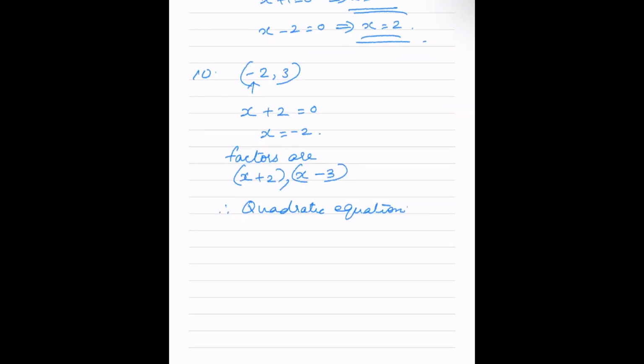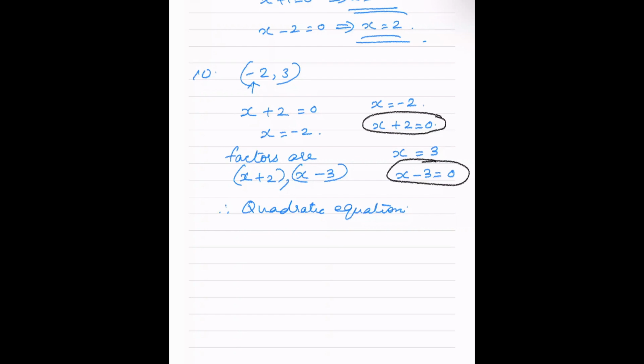Are you understanding this? Or if you want to write it in a different way, x is equal to minus 2. Can you write it as x plus 2 equal to 0? And similarly, the next one was x is equal to 3. So can I write x minus 3 equal to 0? So this way also I am getting the factors, right?